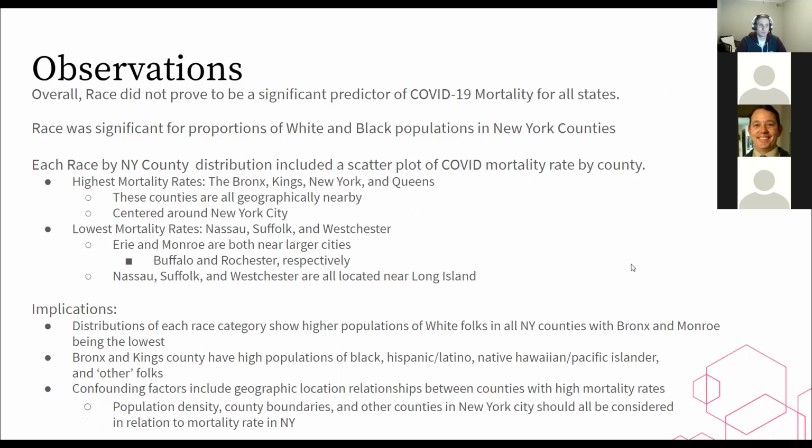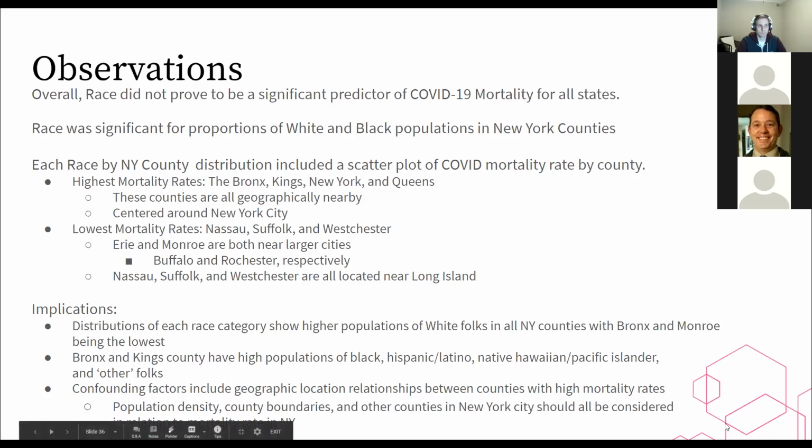Oh yeah, I did include some information on geographic location here. So the highest mortality rates were the Bronx, Kings, New York, and Queens counties in New York. These were all geographically centered around New York City. And the lower mortality rates were near Buffalo and Rochester, with the others being located near Long Island. So that's interesting to consider.